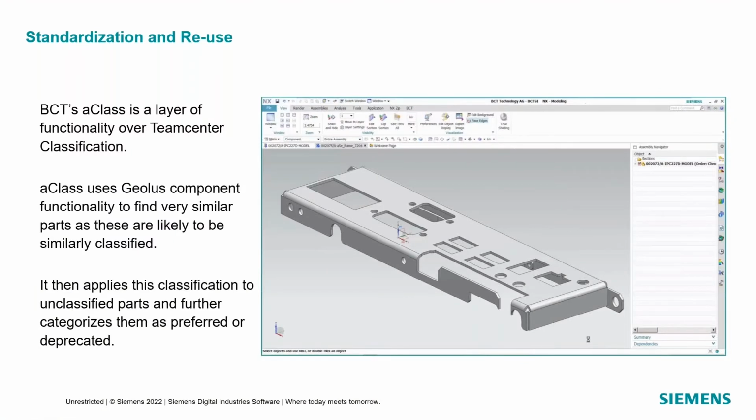And so I'll show another example real quick. And this one I think is kind of interesting because it's using Shape Search as part of a workflow, the kind of thing that you might want to do. It's not just Shape Search per se. So this comes from BCT, our partner, who has embedded Geolus Shape Search inside their A-class product. A-class is like a layer over Teamcenter classification.